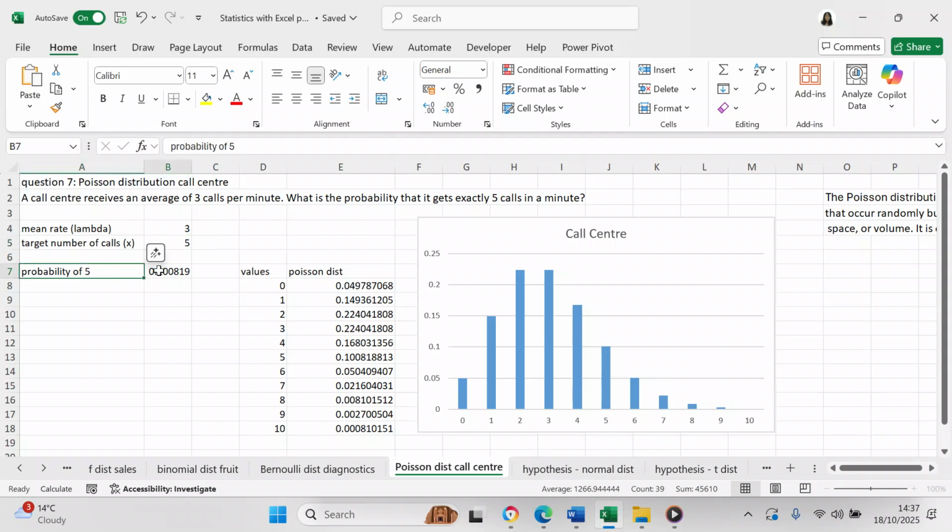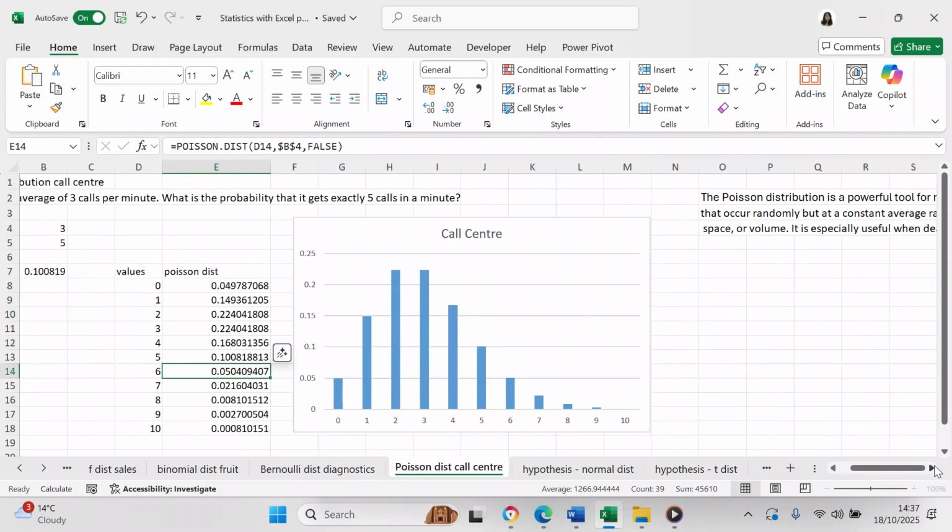So you have a probability of 5 equals POISSON.DIST. B5 is your target, comma B4 is your mean, and FALSE means it's a probability distribution function. And so now we have values of 0 to 10, and we have our probability distribution function for each of the values. And then what we do here is we create a graph of the call center.